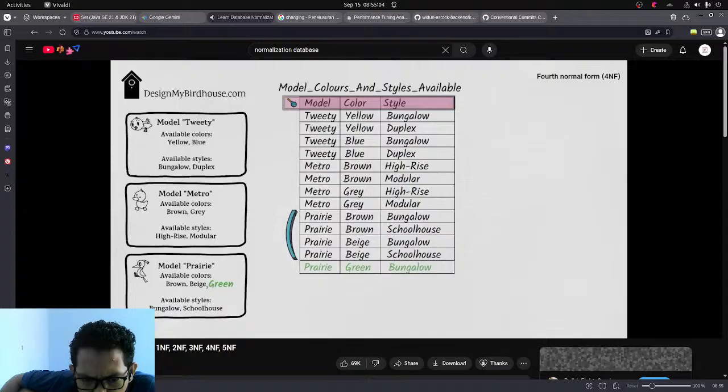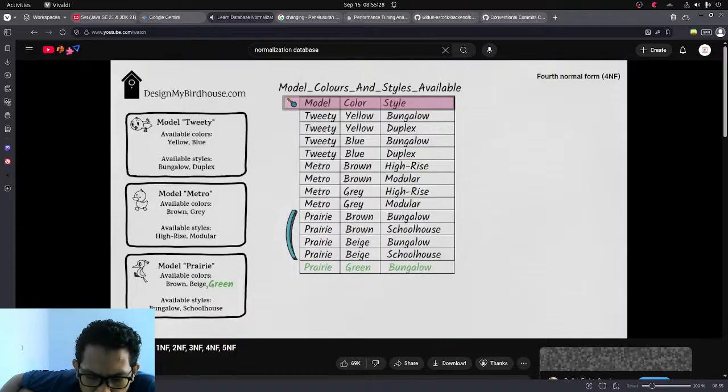Available colors are supposed to be completely independent of available styles, but our table is saying that a customer can choose green only for the bungalow style, not for the schoolhouse style. That makes no sense. The prairie birdhouse model is available in green, so all its styles should be available in green. Something about the way the table is designed has allowed us to represent an impossible situation.